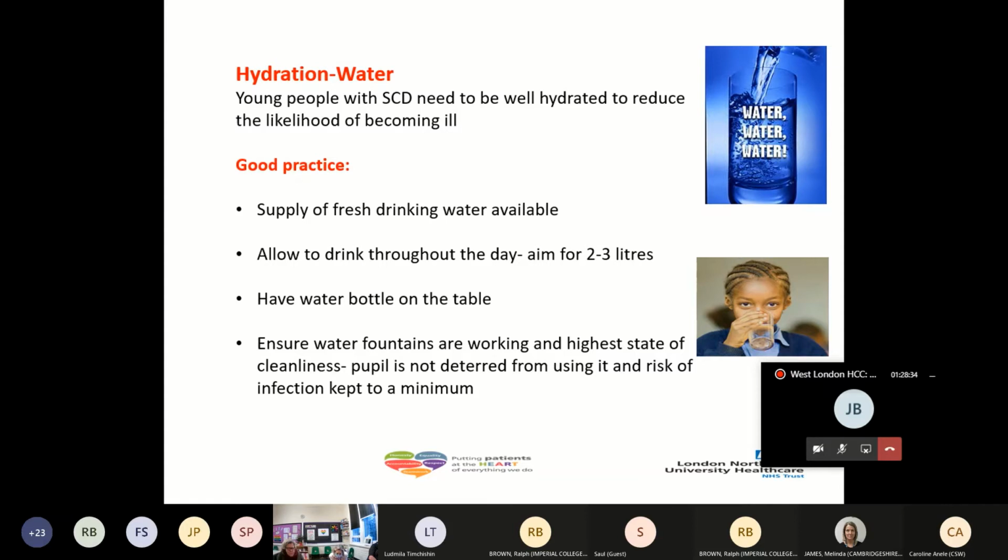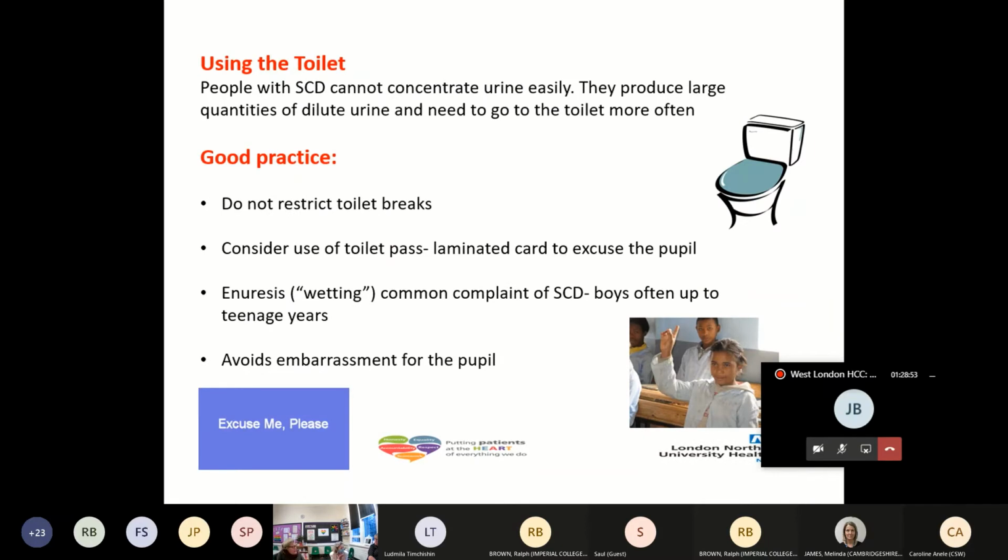Similarly, if there are water fountains within school, no reason why the children can't use them. But we just need to make sure that they're working, and obviously that they're clean and free from infection, because we don't want them to come home saying that they've not been drinking enough water because the water fountains weren't working. Next slide, please.